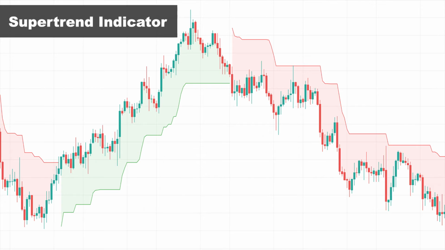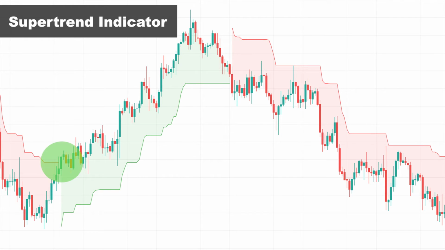The second one, super trend indicator. It's a very popular trend following indicator that works effectively well in intraday time frames. Similar to moving averages, it's overlaid on the price chart, but with continuous areas of red and green color that actually show if the price is advancing or declining.